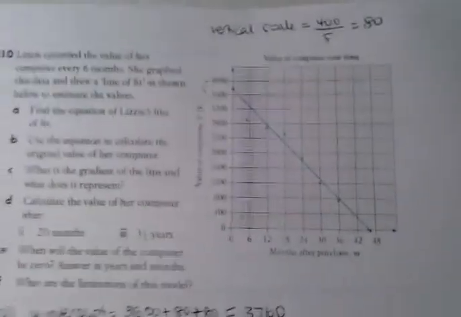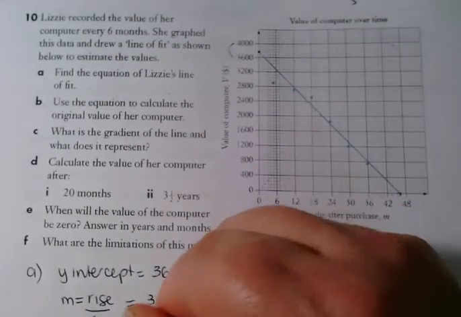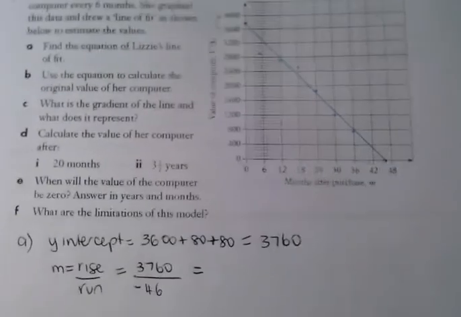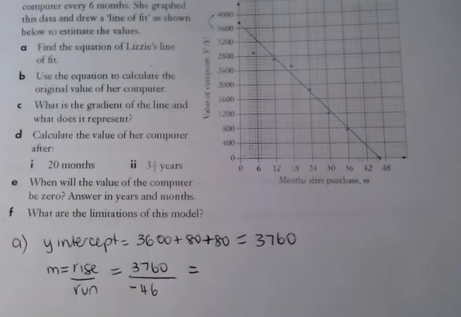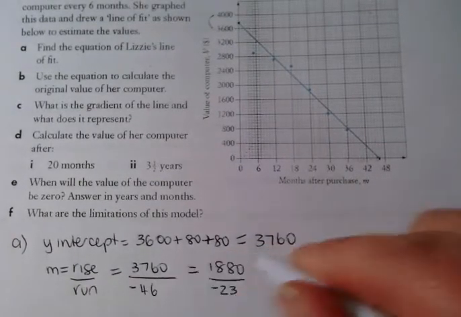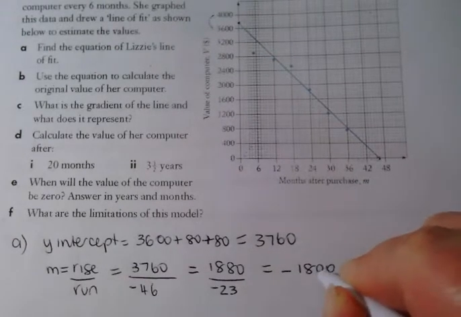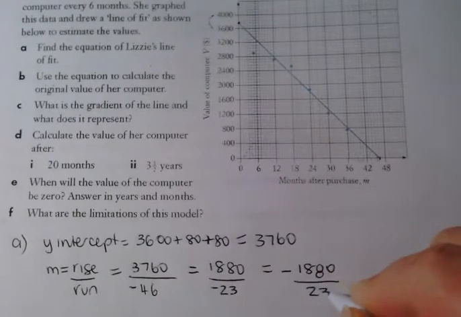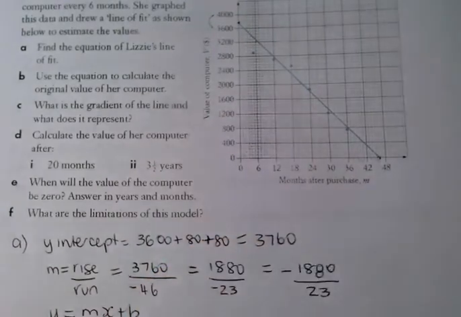Now we have to see whether that's a positive or a negative 46. We're rising up, that's positive, and we're running back 46. So the rise is 3,760 and the run is negative 46. So divide by negative 46. It can be simplified, if you put it on your calculator, to 1,880 over negative 23, or the gradient is negative 1,880 over 23.